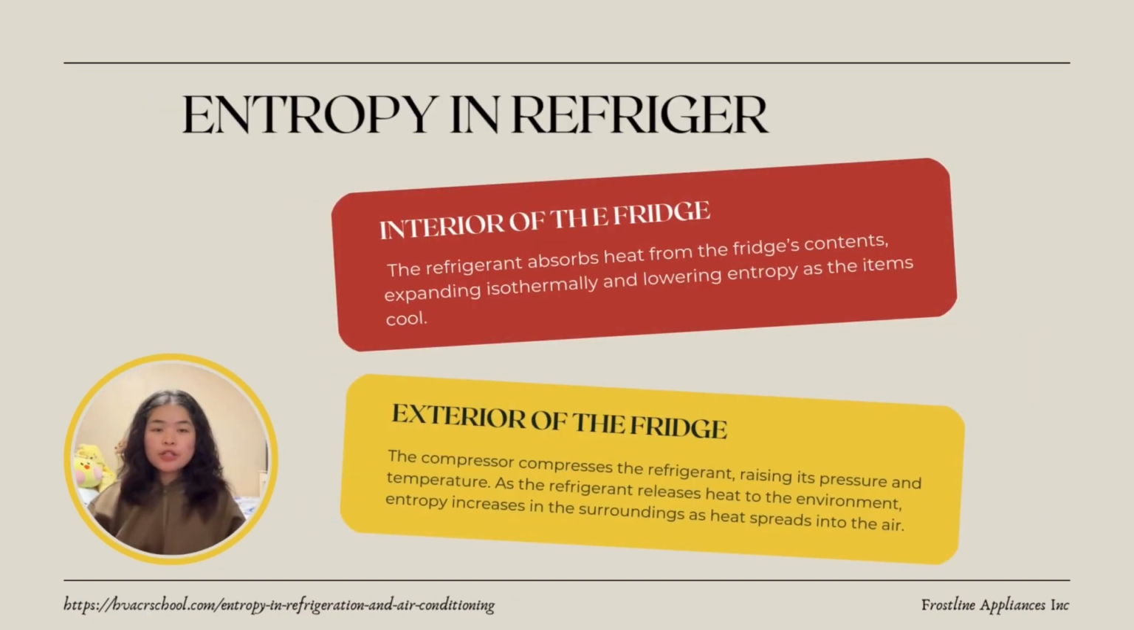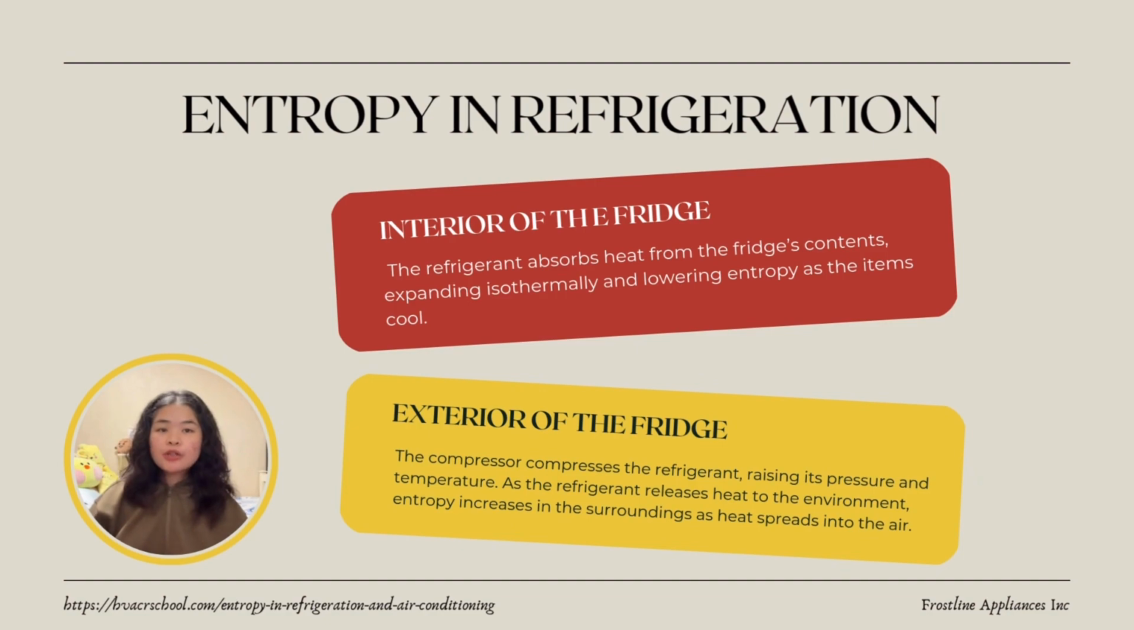Now let's talk about entropy in refrigeration. Entropy is a measure of energy dispersal or disorder in a system. In a refrigerator, entropy changes occur both inside and outside the fridge. Inside the fridge, the refrigerant absorbs heat from the stored item. This process occurs during the evaporation phase where the refrigerant expands and absorbs heat isothermally. As heat is removed, the entropy inside the fridge decreases, making the contents cooler.